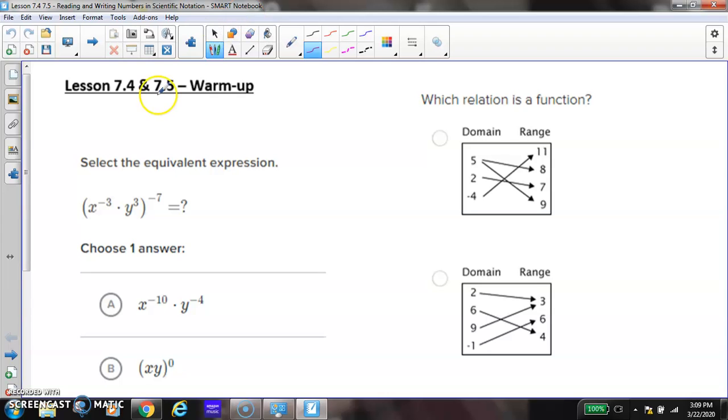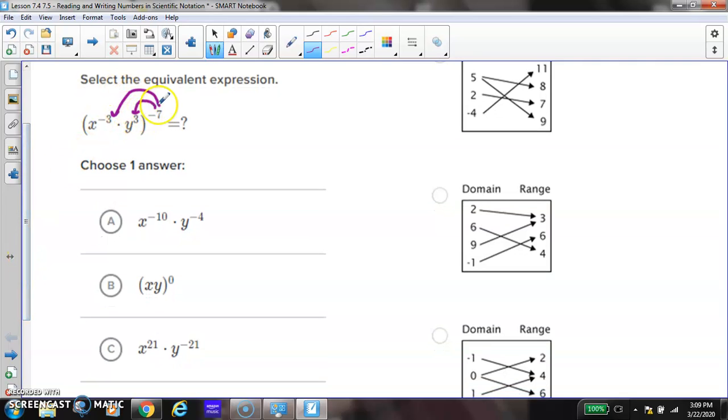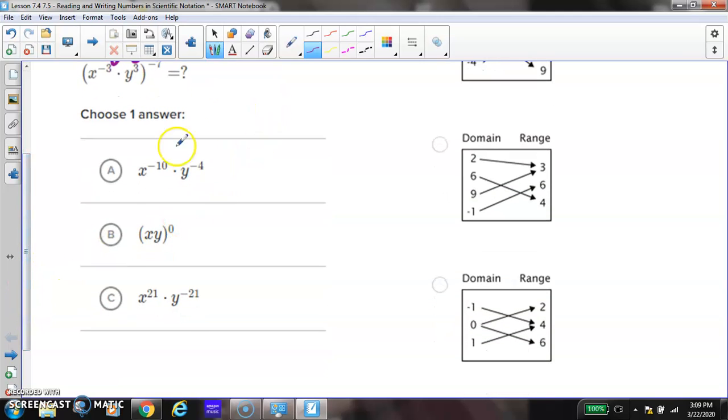All right, guys, take a look at your warm-up question. It says to select the equivalent expression. Before break, we learned that if you have an exponent on the outside of a set of parentheses, you distribute it to both of the factors on the inside. When you do this, you're really multiplying your exponents. So x would have a power of -3 times -7, which gives you positive 21. Same thing with your y value: 3 times -7 gives you y to the -21. We learned before that you had to simplify further with negative exponents, but for now, we can look at our multiple choice answer and see that that is correct.